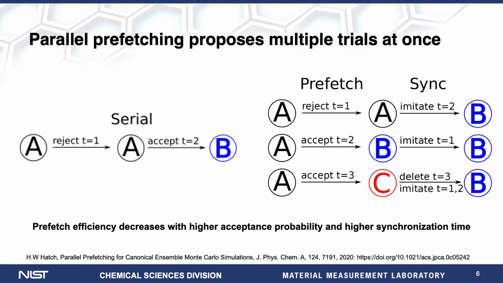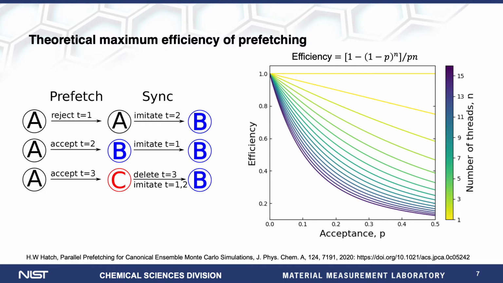Thus, prefetch efficiency decreases when trials are more likely to be accepted, and the efficiency also decreases when the overhead synchronization takes a long time in comparison to the first step of computing trial energy changes. The theoretical maximum efficiency of the prefetching algorithm is related to the probability of trial acceptance, where prefetching efficiency is limited by the number of ignored trials that are essentially wasted computational time. In practice, the efficiency may be lower than the theoretical limit due to synchronization time.